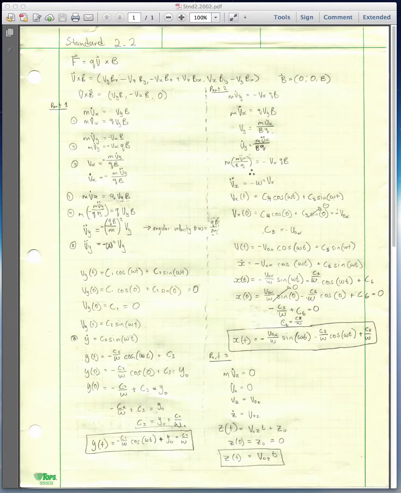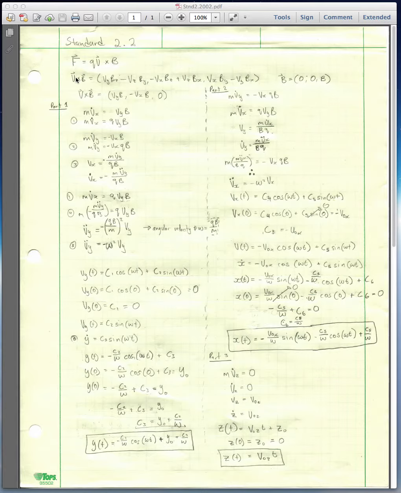Which states find the equation of motion. Position is a function of time for a charged particle q in the magnetic field that's in the z direction with the following initial conditions. Initial velocity is negative V0x in the x direction, 0 in the y direction, and V0z in the z direction. The initial positions are 0 in the x direction, y0 in the y direction, and 0 in the z direction.